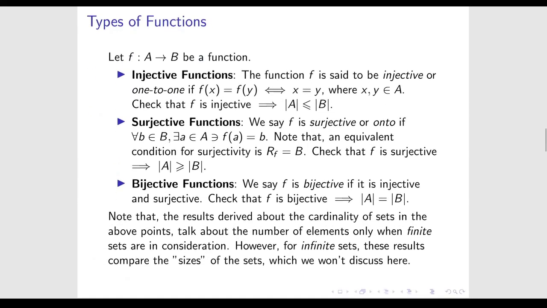Let us look at some types of functions. Again, f: A to B is a function. Injective functions. The function f is said to be injective or one-to-one if f(x) equal to f(y) if and only if x equal to y.